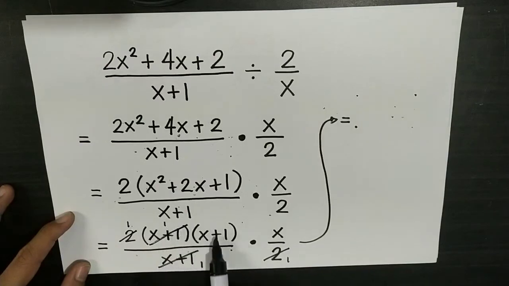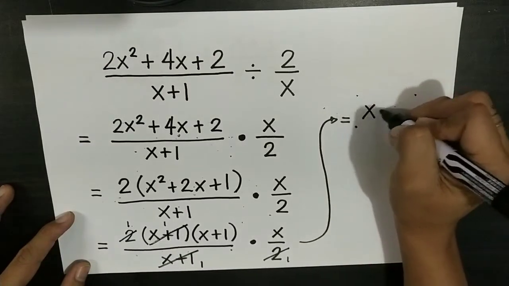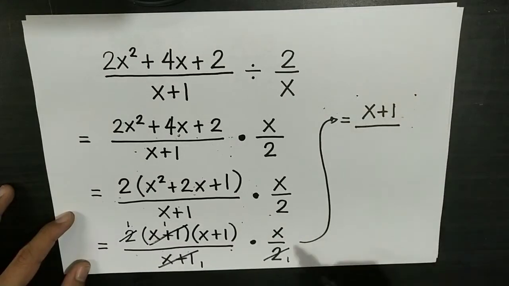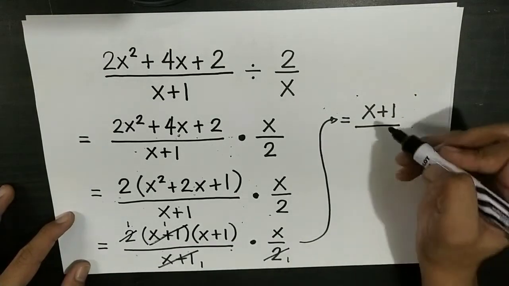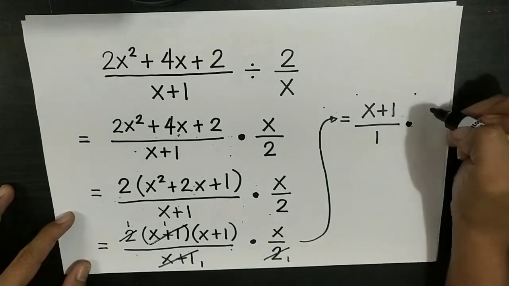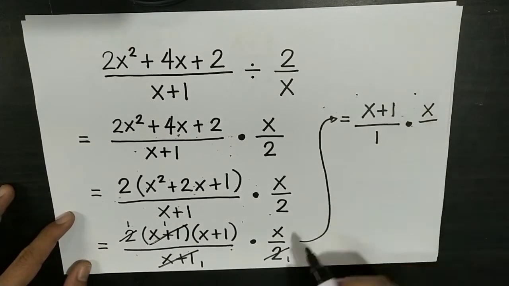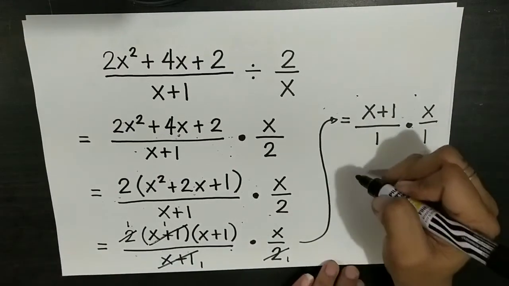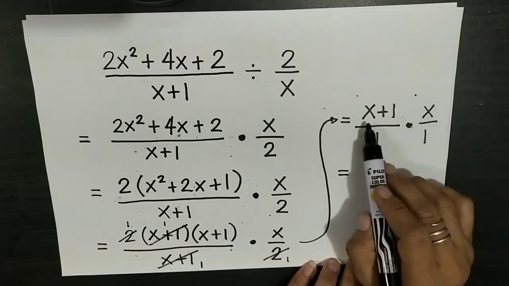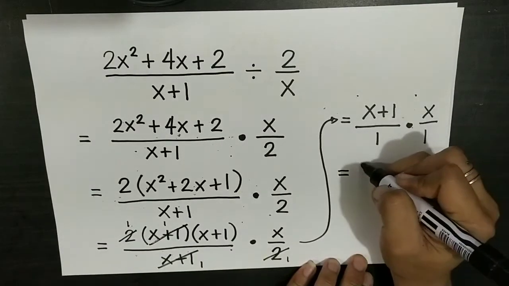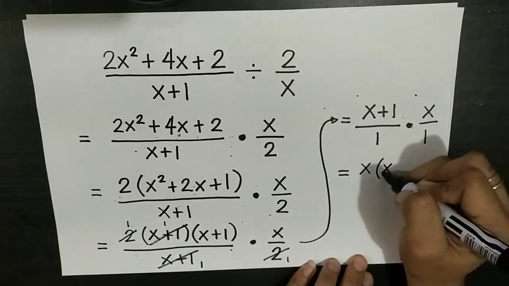1 times x plus 1 is x plus 1. Then all over 1 here, then multiply, then copy x, and we have 1. So we have to multiply now the numerators, x plus 1 times x, we have x times x plus 1.